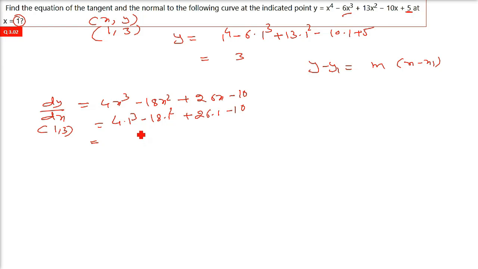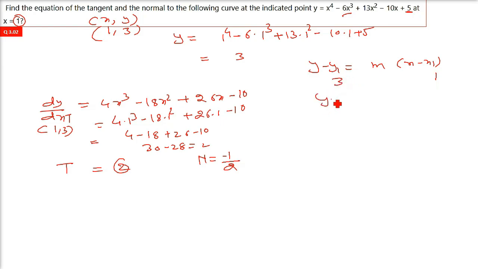So what do we get? This is 4 minus 18 plus 26 minus 10. And that is going to give you 26 plus 4 is 30, 30 minus 28, and that is 2. And please remember, dy by dx for this will be the tangent slope. And what about the normal slope? It is -1 divided by the slope of the tangent, which is 2. So -half and 2 are the slopes now. So in place of x, replace it by 1. In place of y, replace it by 3.